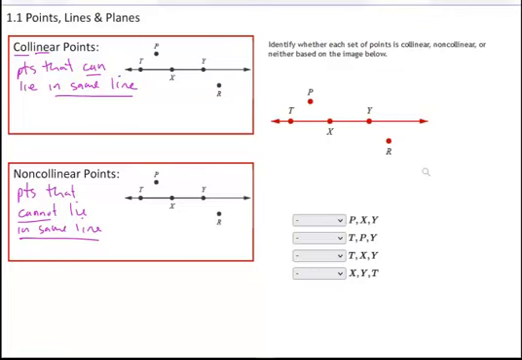Again, the word says it, right? No or non, col, together or with, the same line. So points not within the same line are non-collinear points.